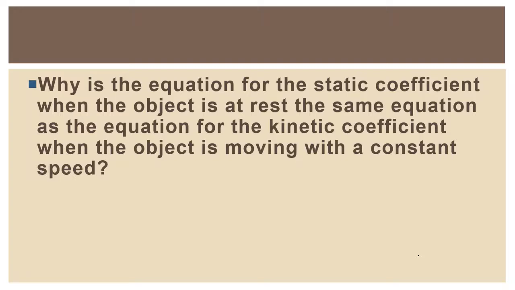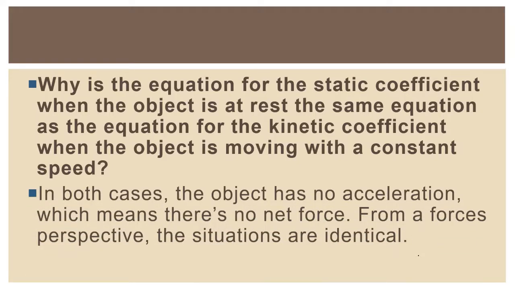So the question here is, why is the equation for the static coefficient when the object is at rest the same as the equation for the kinetic coefficient when the object is moving with a constant speed? And the answer here, I think, makes a heck of a lot of sense. In both cases, the object has no acceleration. Whether it's at rest or moving with a constant speed, there's no acceleration, which means there's no net force. And so from a forces perspective, the situations are identical. And that's a crucial point here. The normal force is canceled out by the FGY, and the FGX is canceled out by the force of friction. There's no net force in either direction.